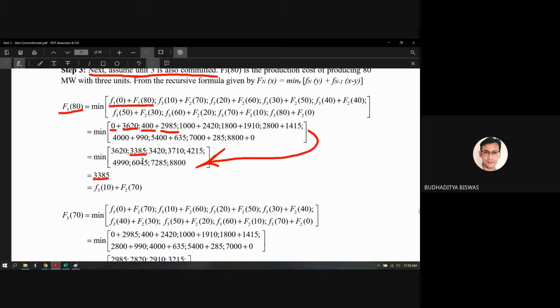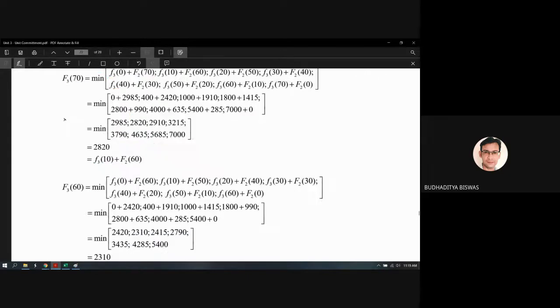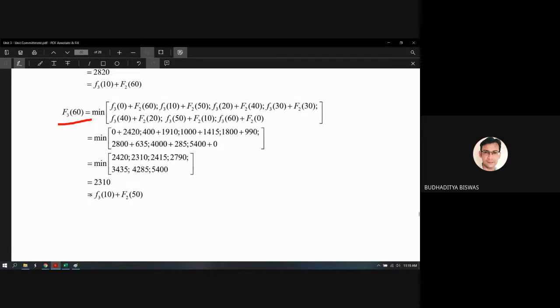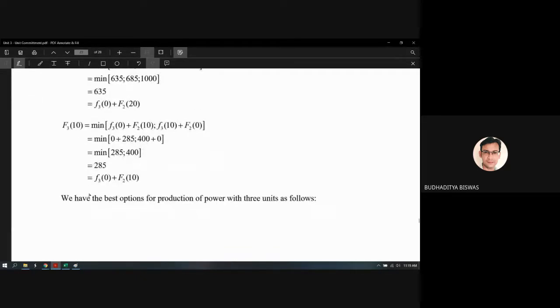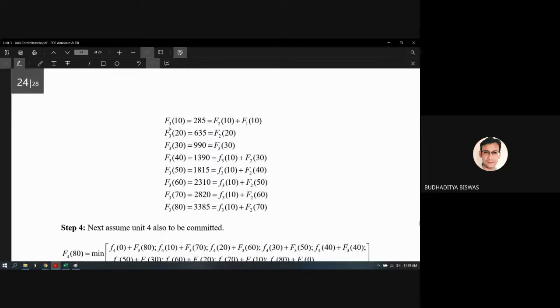And this 3385 is which one? The second condition. So the second condition means F310 plus capital F270. In this way, we need to find out the values of F270, the condition F260, the condition, and all these possible combinations. And we must write it in this form.